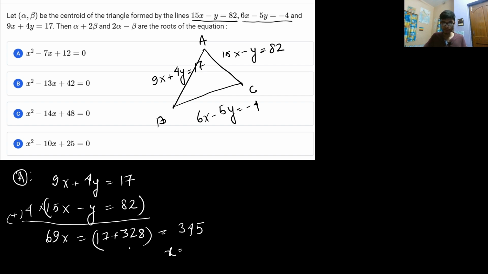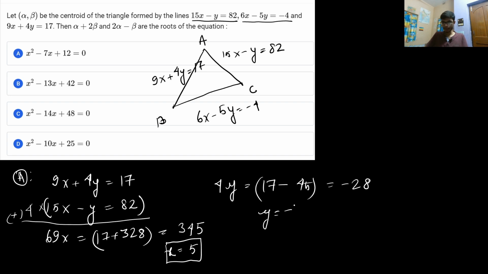So solving for x, it will be cancelled out by 5. 5 into 69 is equal to 345. So the x value becomes equal to 5. Similarly, with x equal to 5, you can solve for y. 4y is equal to 17 minus 45, and solving 17 minus 45, this becomes minus 28. So you get the value of y as minus 7. Solving these two equations, you get the first vertex, A, with coordinates 5 comma minus 7.